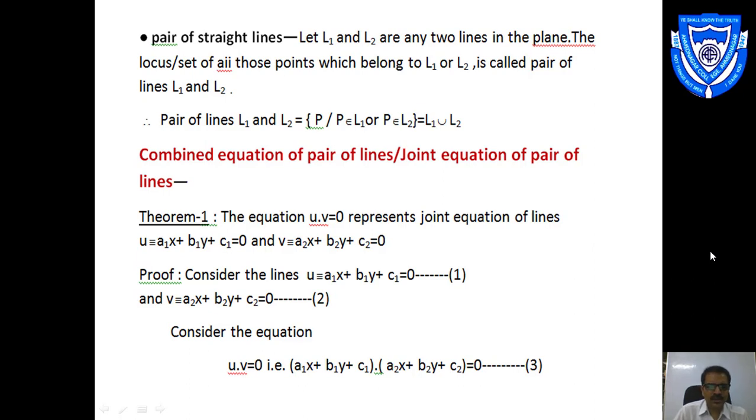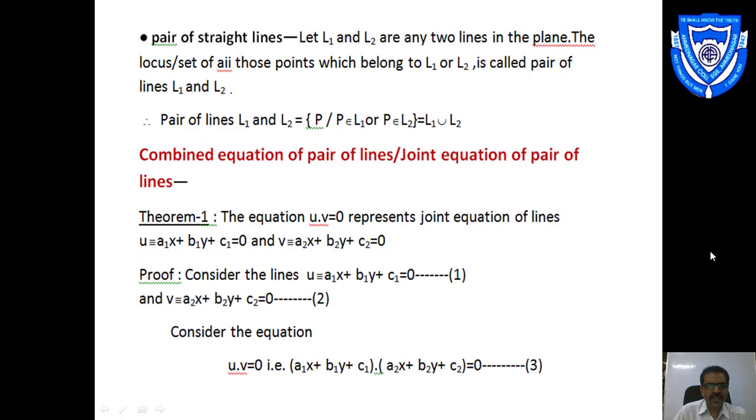Consider the lines. Line u whose equation is a1x plus b1y plus c1 is equal to 0. Call this equation 1. And line v whose equation is a2x plus b2y plus c2 is equal to 0. Call this equation 2.